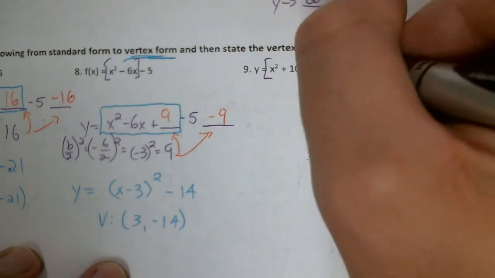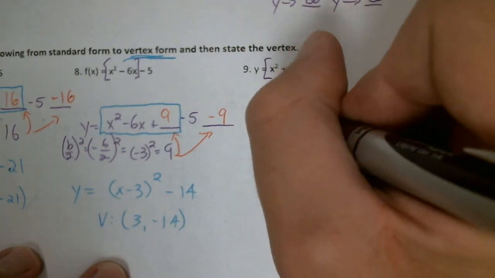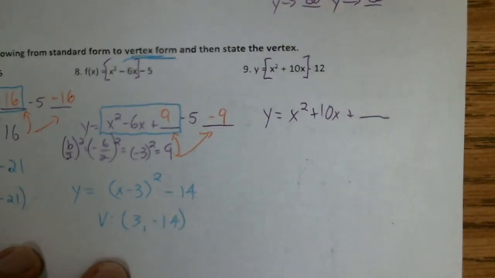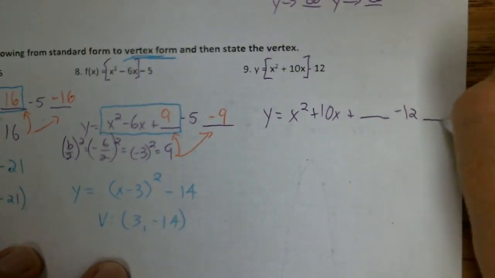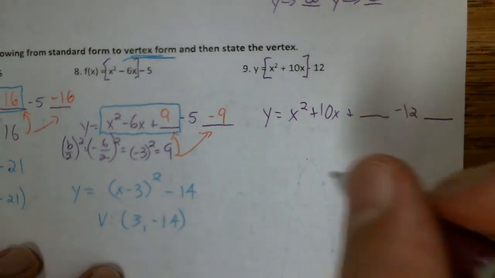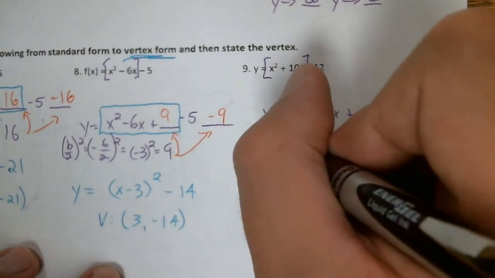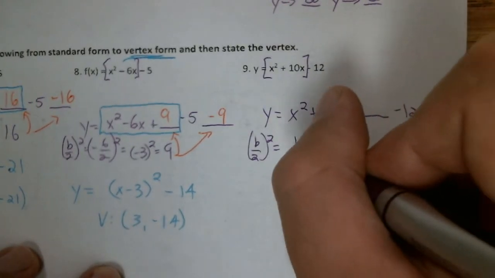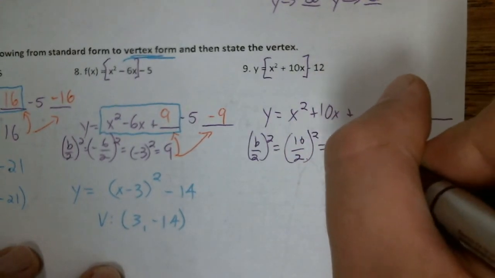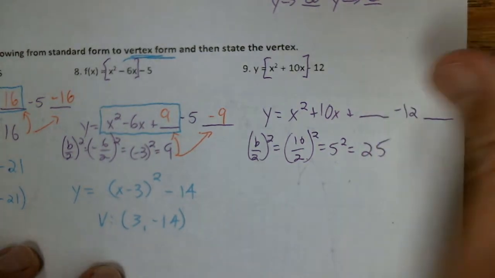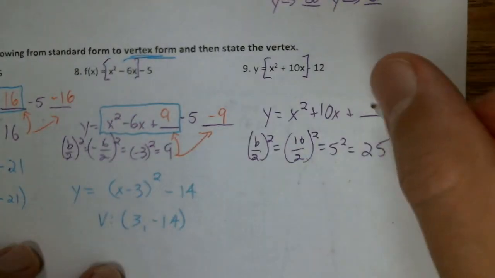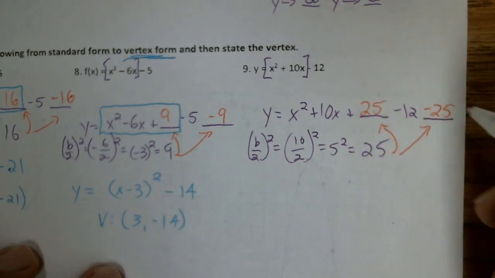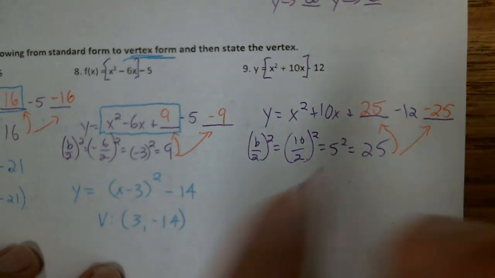Okay, let's put our brackets here. So we got y equals x squared plus 10x. Let's make room for our magical number, blank plus blank, minus 12, and then another blank. Half of b squared, half of b squared, half of b squared. Can't say that enough. Take half of the middle term, take half of 10, which is 5. Let's square that, and it gives me 25. So I will stick a 25 in that blank. I will offset that with a negative 25 in the other blank.